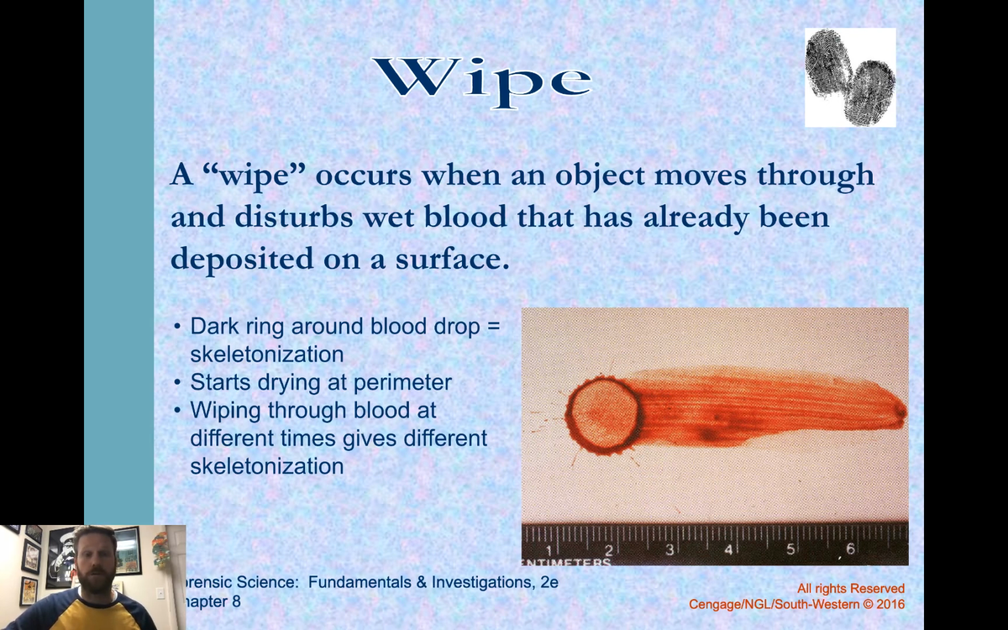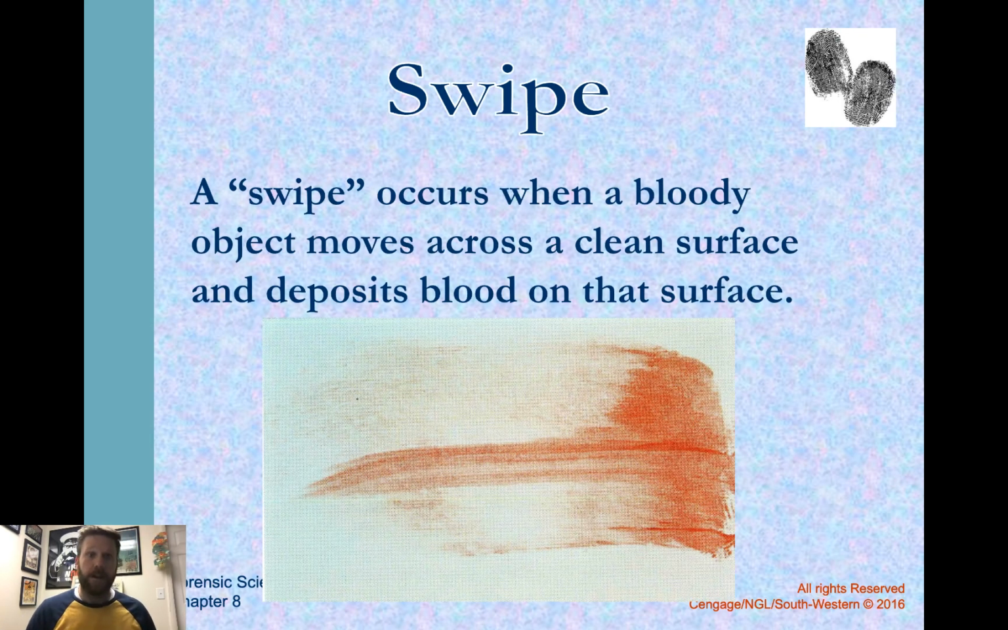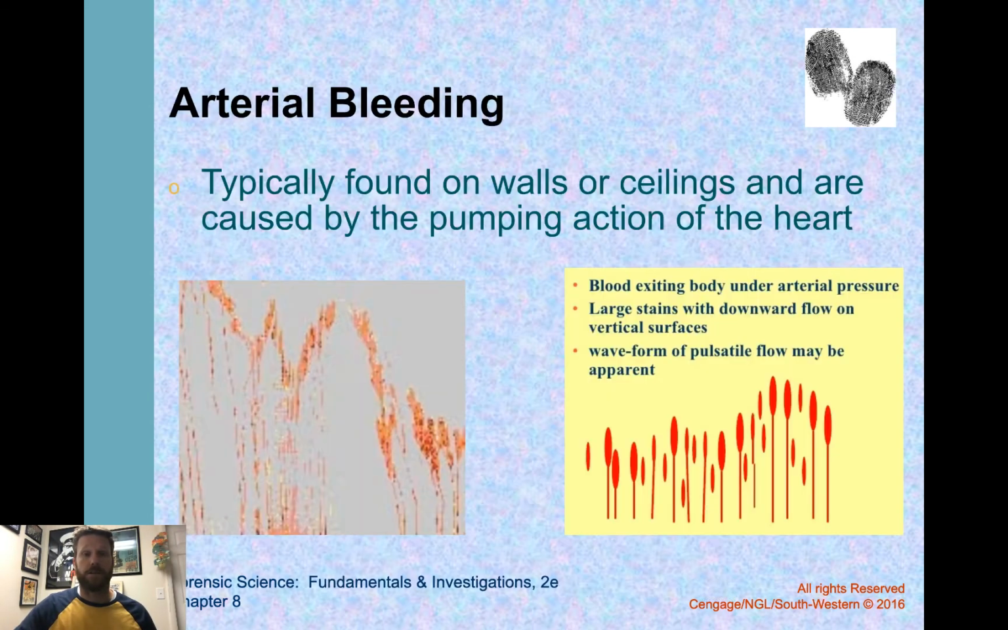So a wipe occurs when an object moves through some wet blood that has already been deposited onto a surface. A swipe is when you actually use something that's bloody and move it across the surface. So there's always a confusion between a wipe and a swipe. A wipe is when there's blood on a surface and something wipes through the blood. A swipe is when there's blood on an object and you use that object and swipe it across a clean surface, and it puts blood on that clean surface.